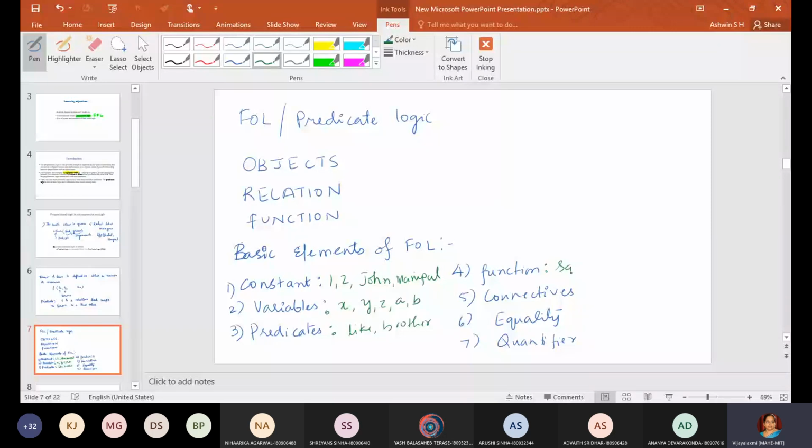Okay, we can write square root, square, like this. Then connectives, we know, and, or, negation, implication, equivalence. And there is one more thing which we are going to use, that is equality. The last one is quantifier, for all and for some. These are the two quantifiers which we'll be studying in detail.